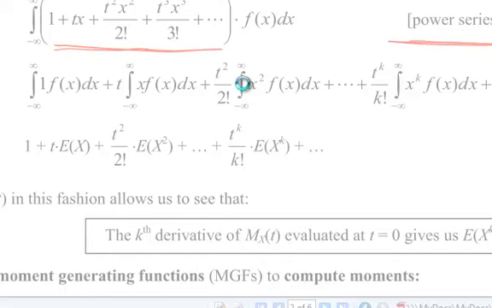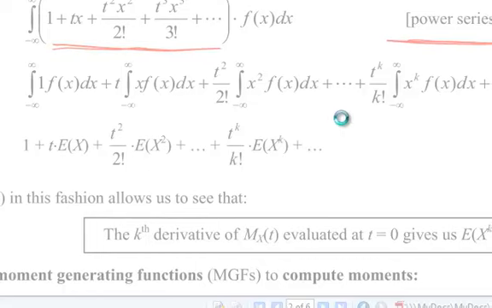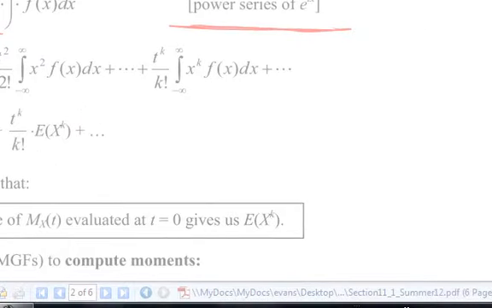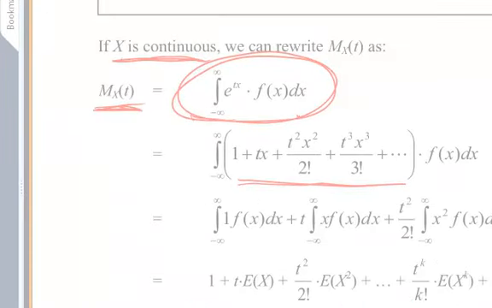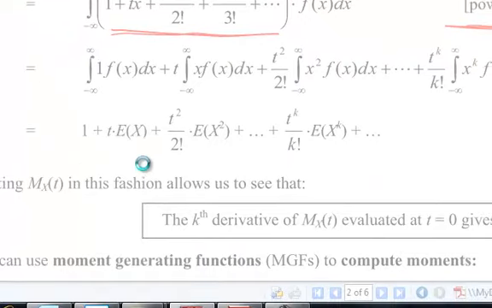X squared times f of x is expected value of x squared. X cubed would be expected value of x cubed. Down here, this is expected value of x to the k. So notice nicely, the moment generating function can be written this way as an infinite sum. We're going to use this then to find means, variances, etc.